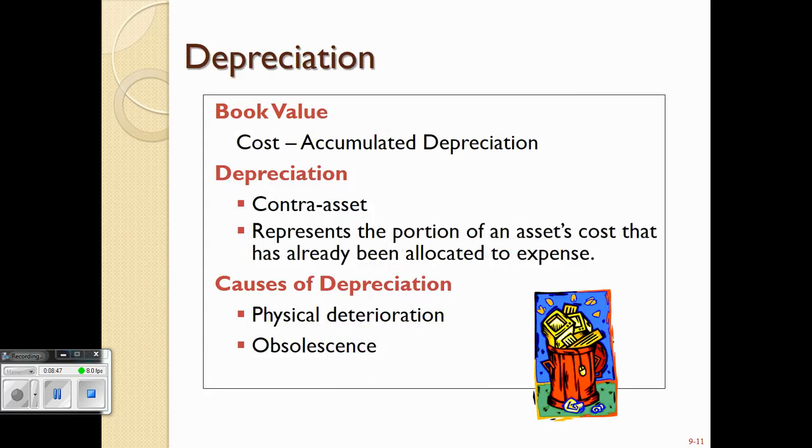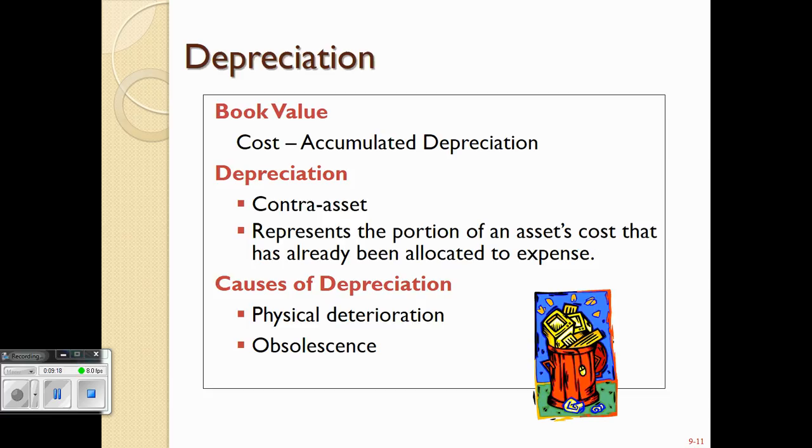Some terms we need to be aware of. Its book value is the value on our accounting records. The way to calculate it is its cost minus the accumulated depreciation, and the way to think about it is it's what that asset is on our balance sheet for. That is its book value. It does not reflect its market value. It does not reflect what I could sell it for. It is simply the value that is on my accounting records.